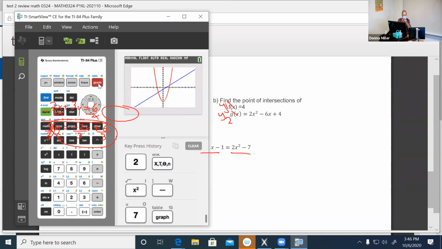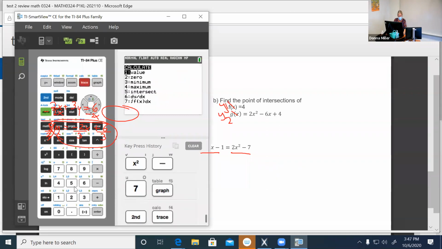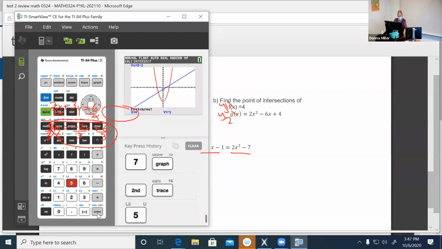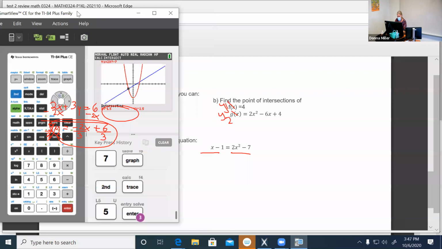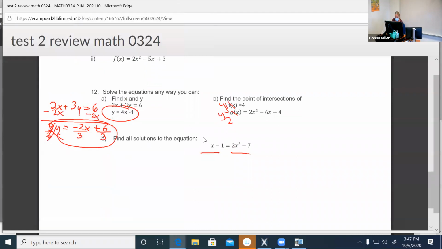So if I'm solving an equation, the only difference is I'm not interested in y, I'm just interested in x, right? That's all I'm solving for, not y. So we're going to go find it. Second calc intersect. It'll find one of them. All right, found that one. So it said x is negative 1.5. So I just plug this in. Y1, y2, so I got x is negative 1.5.